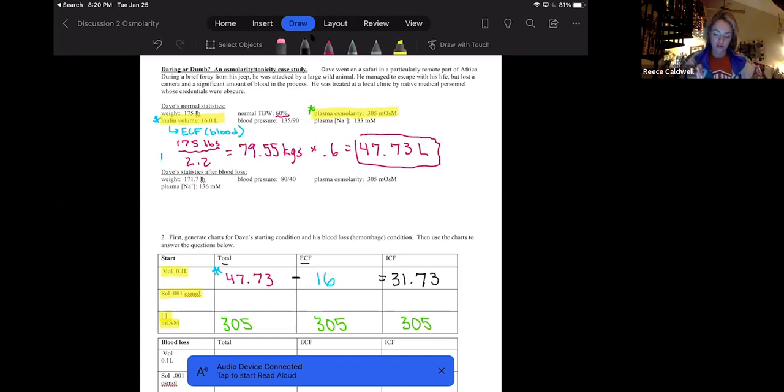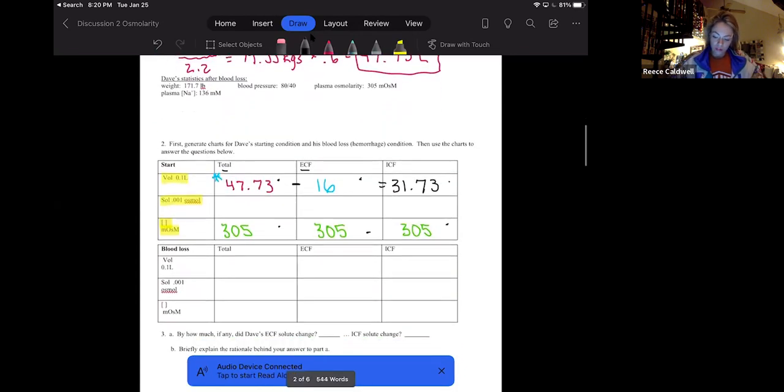So we've solved for the intracellular fluid by solving for his total body volume, subtracting the extracellular fluid volume, our inulin volume, and that gave us our intracellular volume. So now that we have two in each column, we can solve for this middle column.